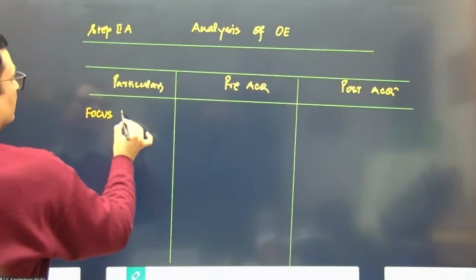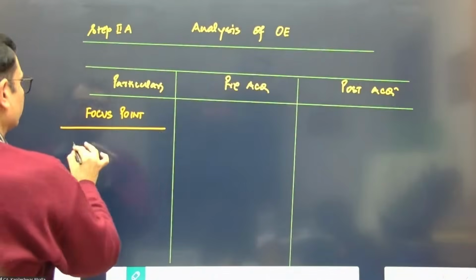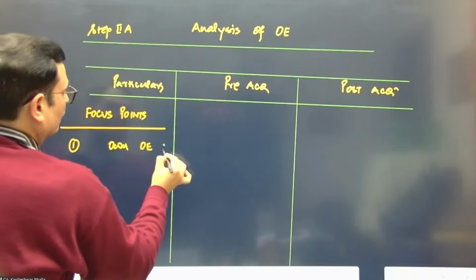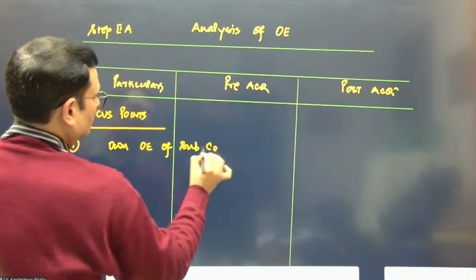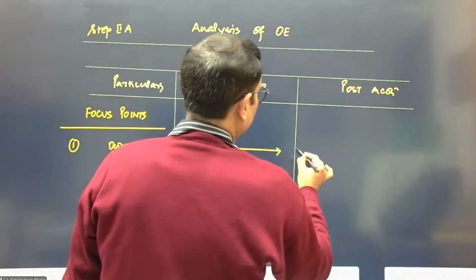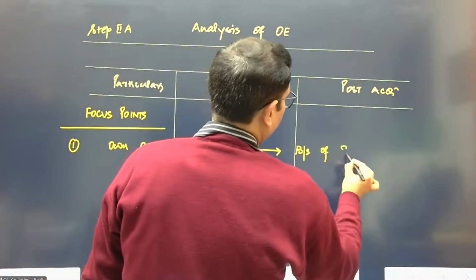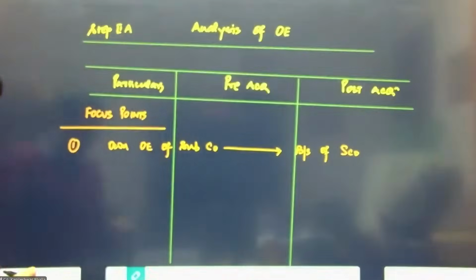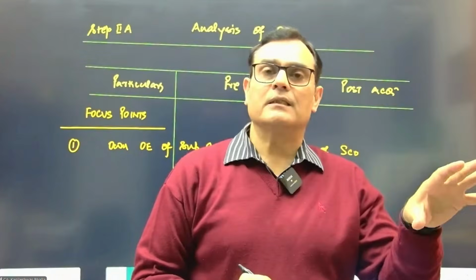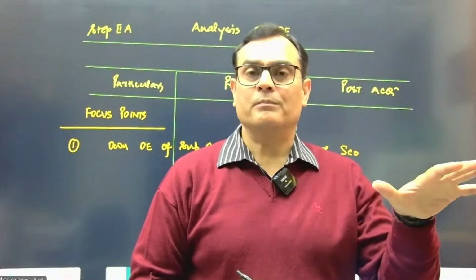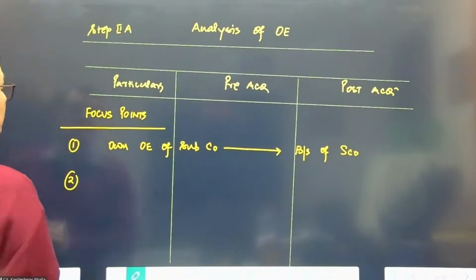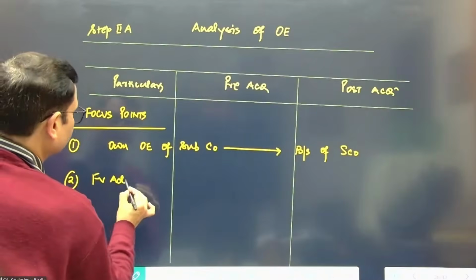In terms of the first focus point, you need to consider the own other equity of the subsidiary company. So you need to split the own other equity of the subsidiary company, which is of course given in the balance sheet of the subsidiary company. So when you pick up the subsidiary company's balance sheet, you're going to see that all the other equity, whether it is retained earnings or share premium or any other components of equity, all will be analyzed in terms of pre and post.